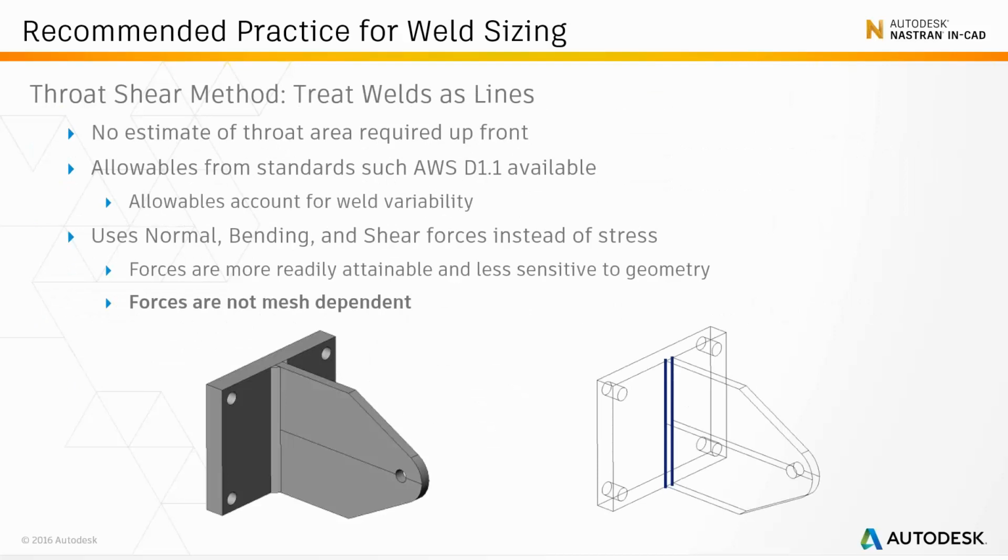So the technique that we're going to talk about the most today is what's called throat shear, also known as the treat lines as welds method. This method is extremely well documented and still one of the most reliable techniques for getting a good understanding of what weld size is necessary in your designs. By using this method, you're not required to make any initial assumptions on weld size, and because you're using forces instead of stresses, our results are going to be less sensitive to geometry and not mesh dependent.